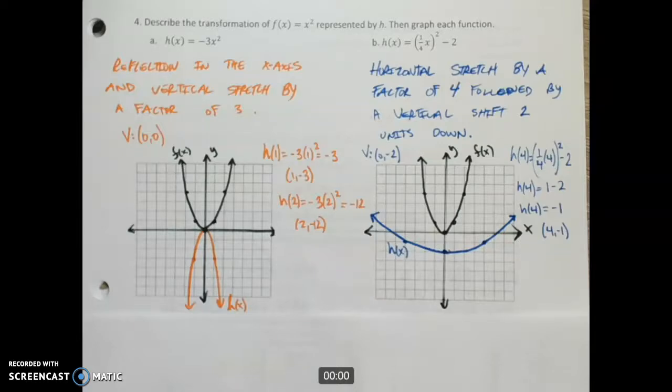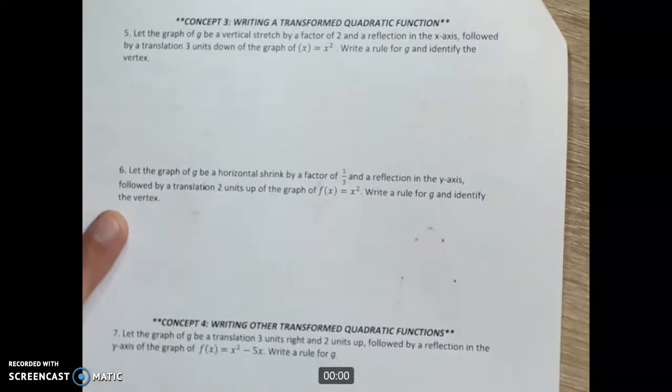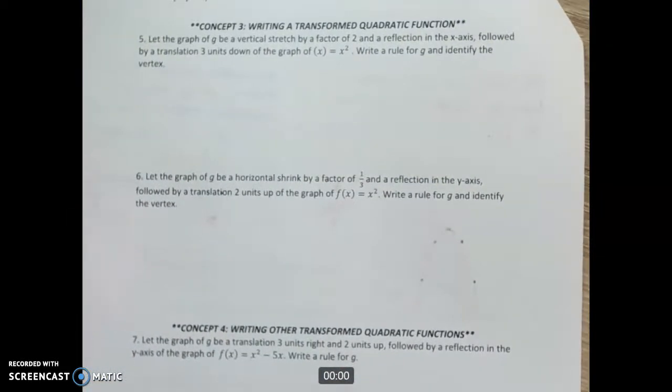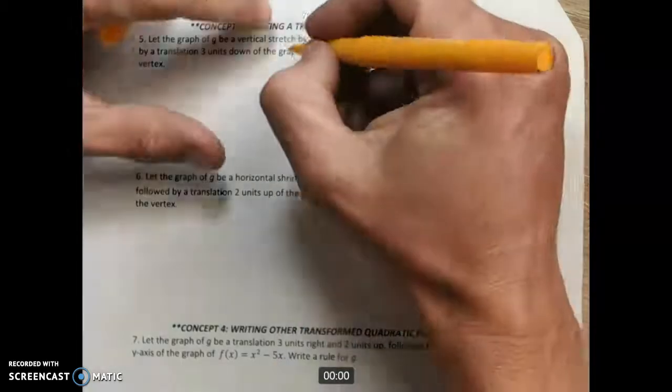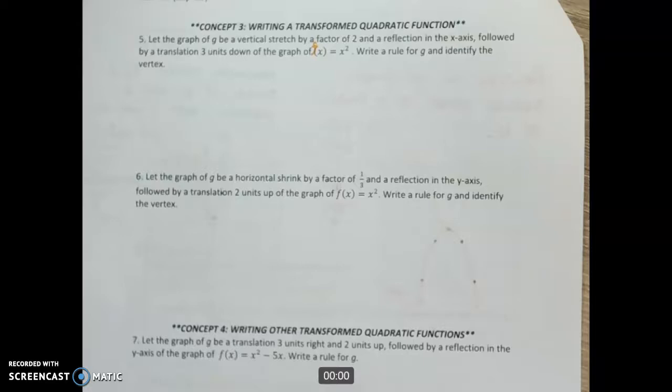Okay, so flip to page 4, number 5. And here we go. Let the graph of G be a vertical stretch by a factor of 4 and a reflection in the x-axis followed by a translation 3 units down of the graph of, oops, it should say f of x equals x squared. I must have missed that. Write a rule for G and identify the vertex. Vertex, again, highest or lowest point.